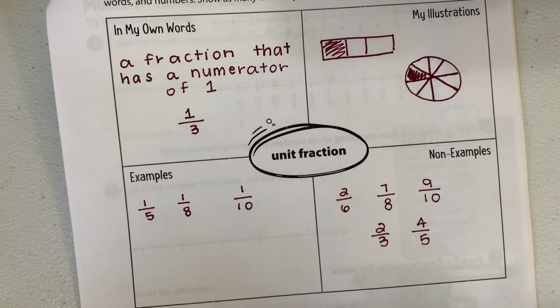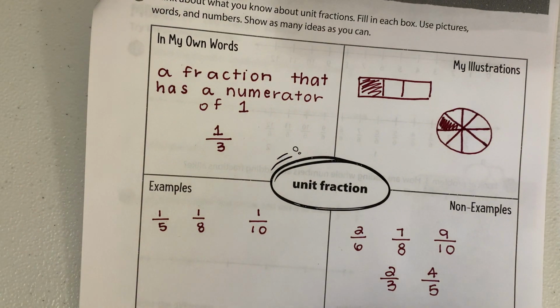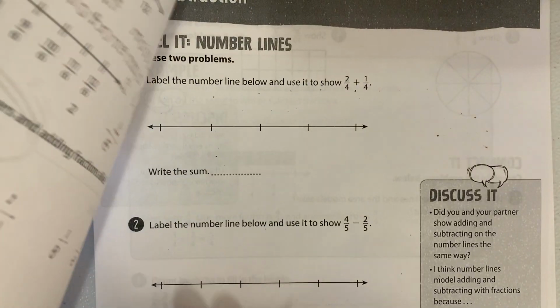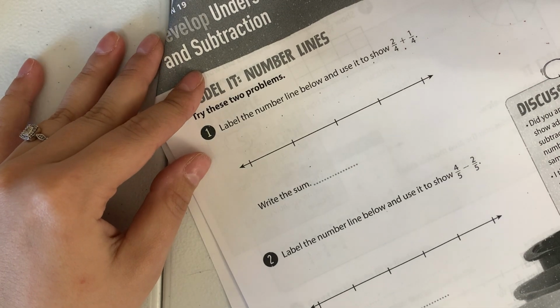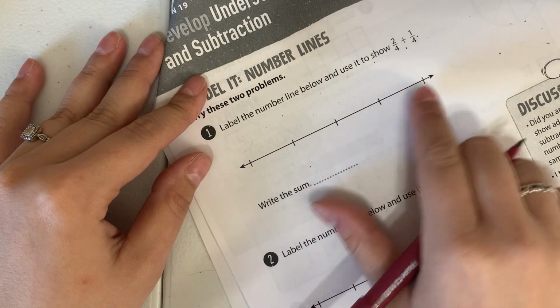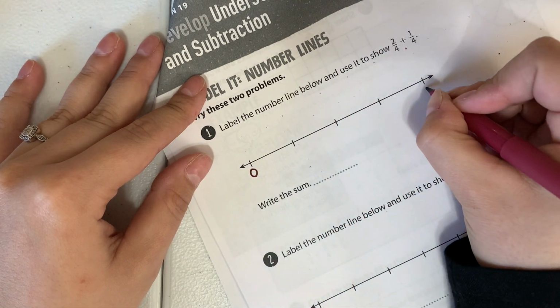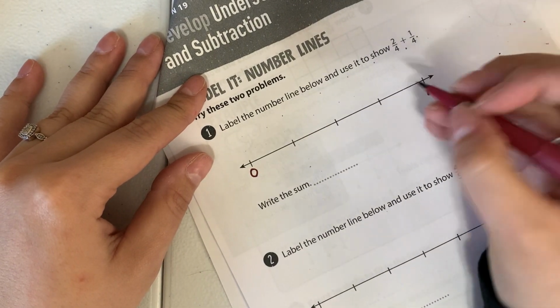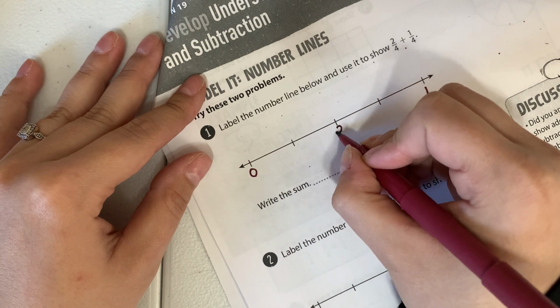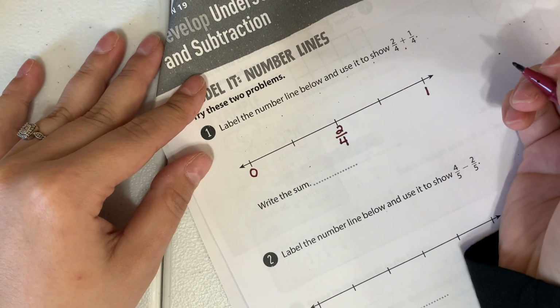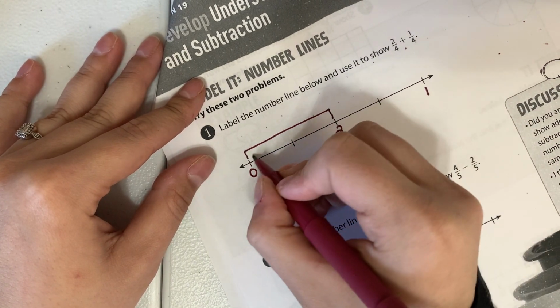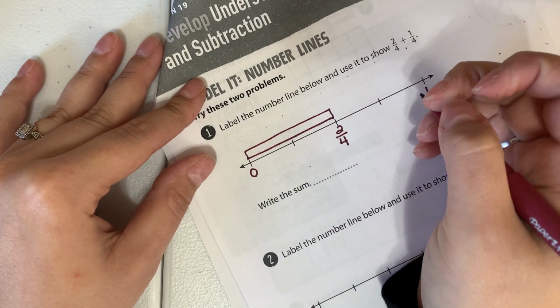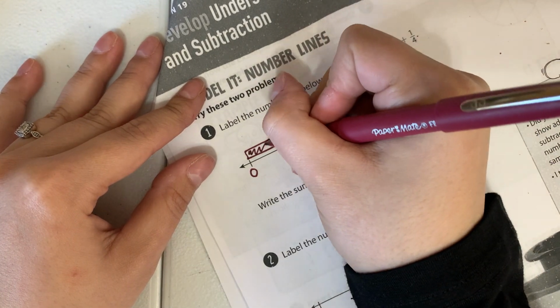Once you have all of this written, we're going to flip on over to page 405, okay? Label the number line below to show 2/4 plus 1/4. As you can see, we have 1, 2, 3, 4. So this would be 0, and this would be 1, right? So we have 2/4. This part is the 2/4.